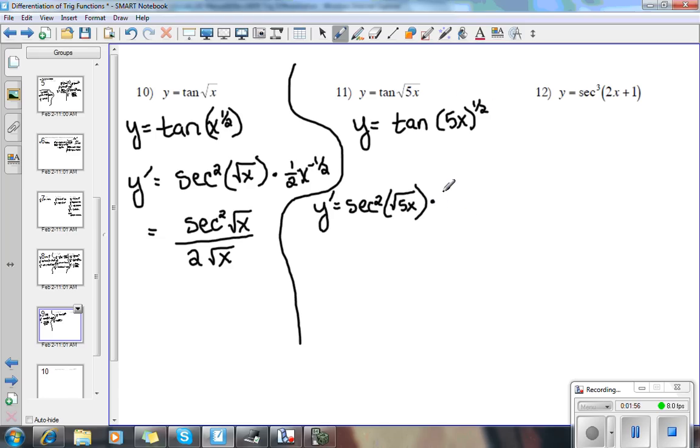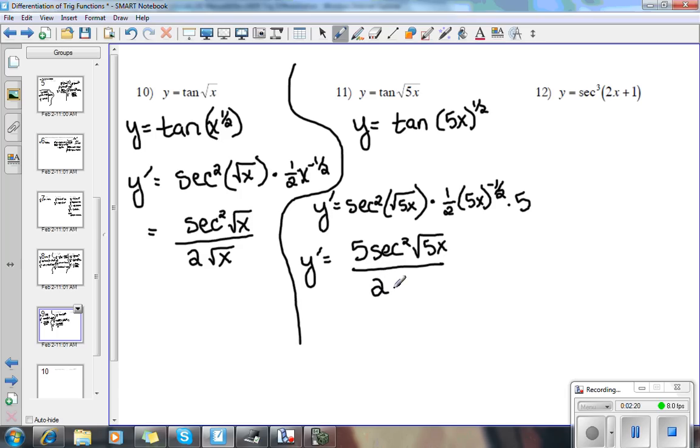Times the next level in, which is the square root function. So it's going to be 1/2 5x to the negative 1/2. And then the innermost function, which is 5x, the derivative is 5. So when I simplify that, I'm going to have 5 secant squared square root of 5x over 2 square root of 5x. Hopefully you all remember I'm putting the square root of 5x in the denominator because it is a negative 1/2 on that.